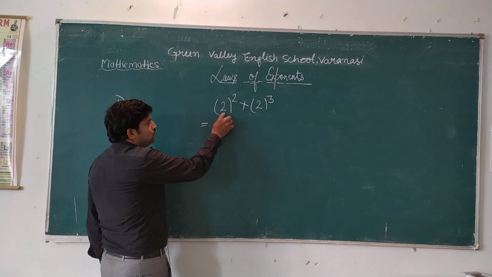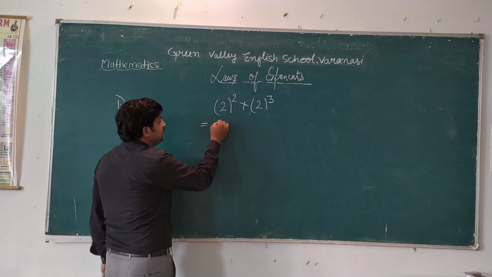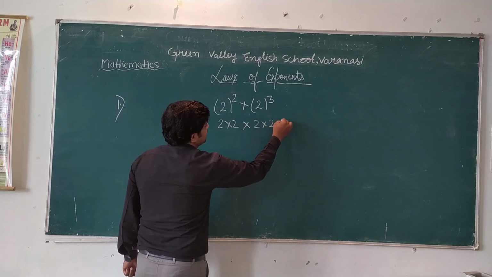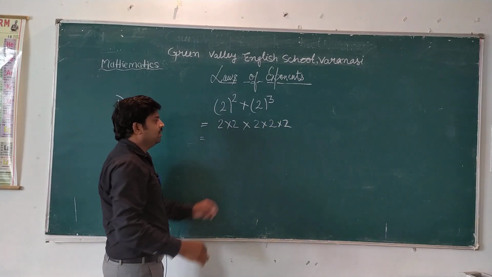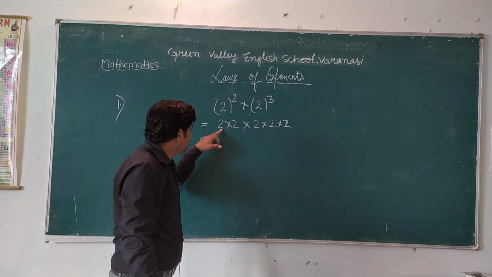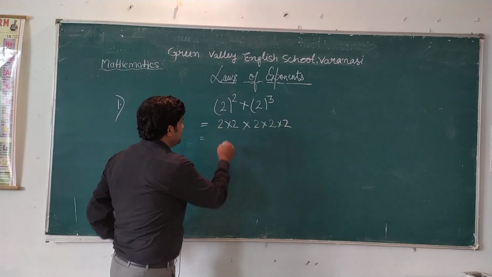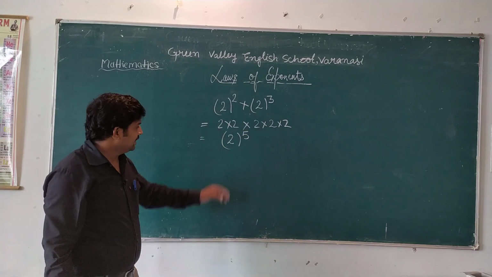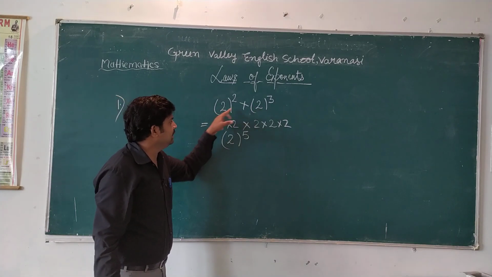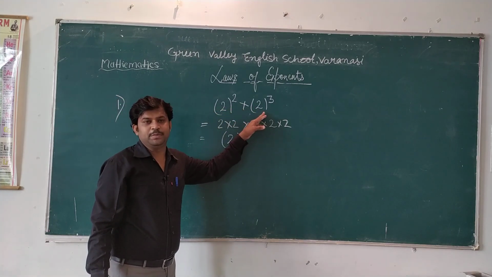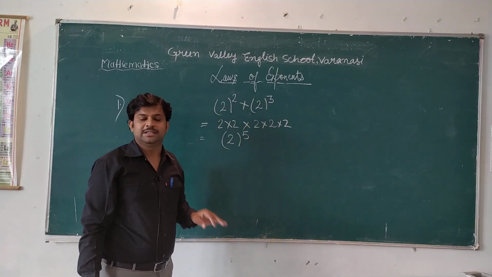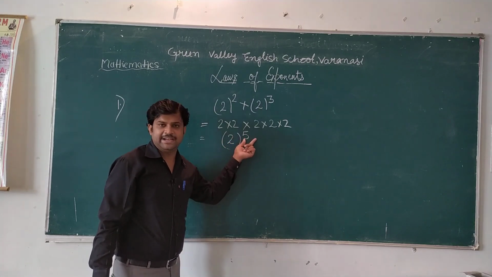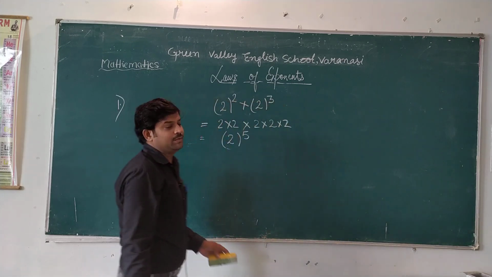How many times? 2 to the power 2 means 2 multiplied only 2 times. 2 to the power 3 means 2 multiplied 3 times. Then how many times is it repeated? 1, 2, 3, 4, 5. It means we can write 2 to the power 5. Here we can say that when the bases are the same but the powers are different, then we write the same base and the powers are added. This is the first law of exponent.